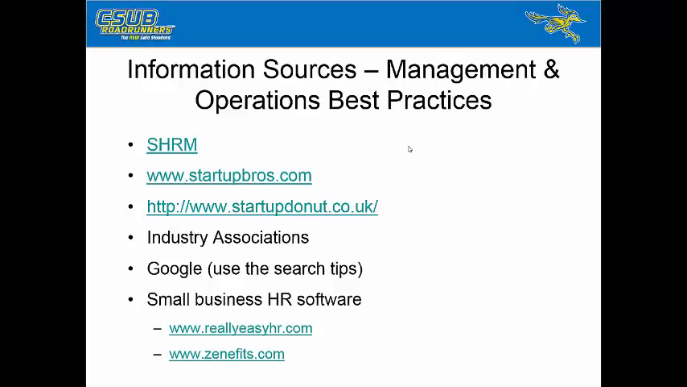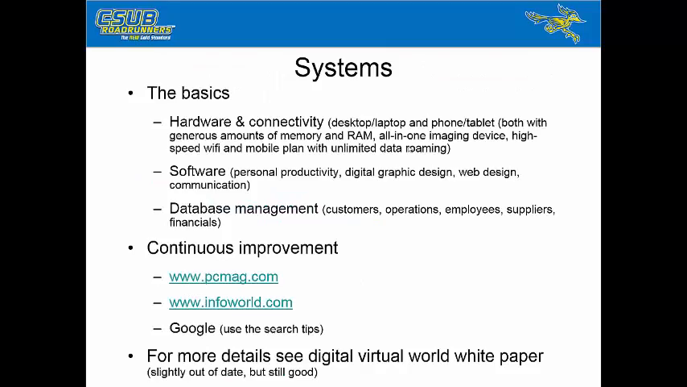Again, industry associations are great. Google is great, especially when you use the search tips with those links that I gave you for narrowing down Google searches. And then finally, I've listed 2 websites here for HR software that's specifically focused on small business as opposed to ginormous 10,000 person companies. Really Easy HR and Zenefits.com are 2 companies that are specifically focused on doing HR software systems for small businesses. So some good information for you there as well.